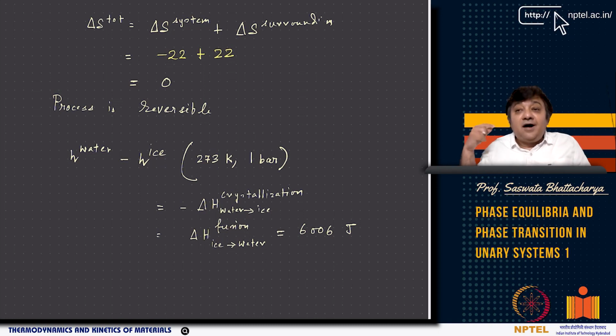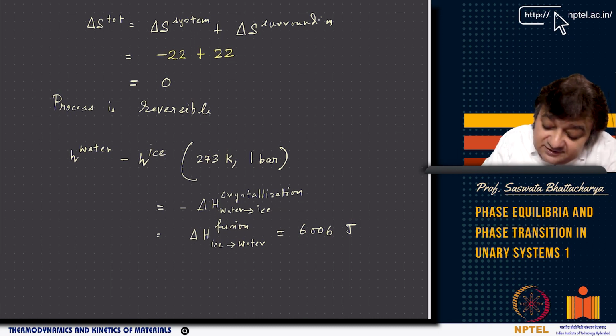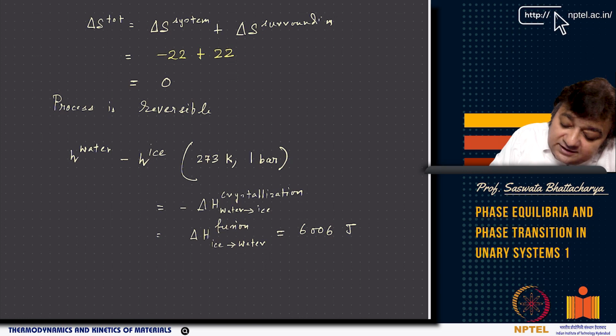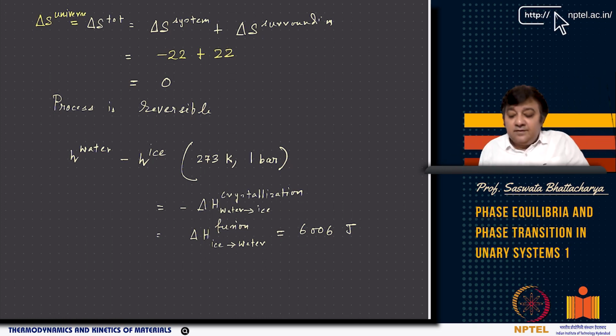So delta S total, that is the total entropy change, is 0. For a reversible process, entropy is conserved. There is no change in total entropy. If a process is irreversible, there will be a positive change in entropy. But if the process is reversible, then delta S total, that is the system plus surroundings, also called delta S universe, which includes system and surroundings, is equal to 0.